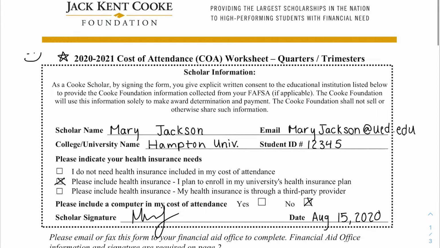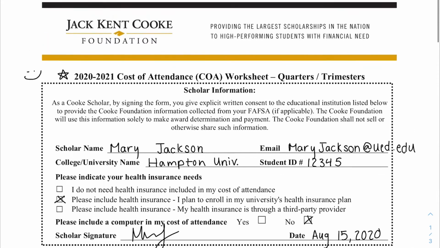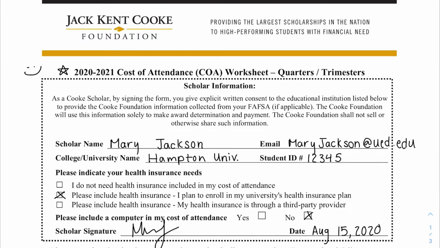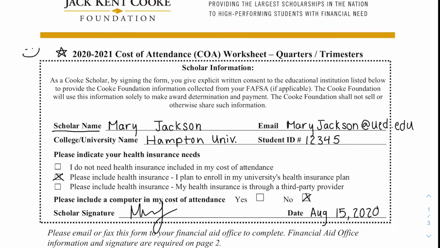So now we're going to go back to our Jack Kent Cooke cost of attendance worksheet. I have it here, and I'm going to start from the top just in case this is somebody's first time filling it out. What you need to provide is your scholar name, which is your full name, your email, your college or university name, the one that you're about to transfer into or the one you got into, the four-year university, and your student ID number, which should be provided to you by your school or you've memorized that.